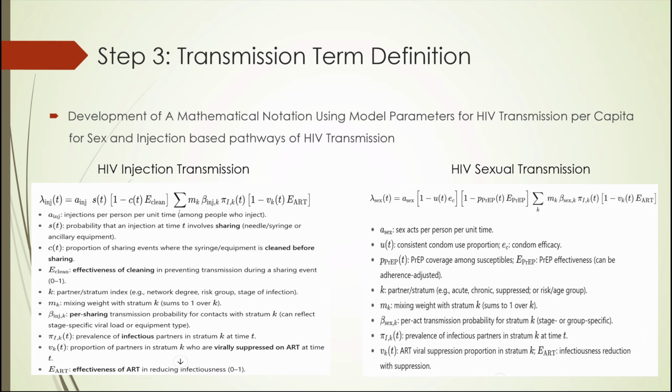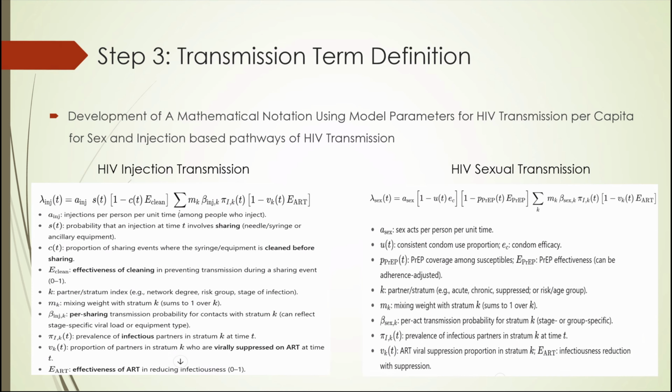So step 3 for developing a dynamic transmission model is to come up with a transmission term, and that's an exclusive step for these types of models. And by transmission term definition, I mean we need to develop a mathematical notation using all those model parameters that I discussed in the previous slide for HIV transmission per capita, both for sex and injection-based pathways of HIV transmission. And by that, I mean that we need to capture all the possible scenarios when an HIV-positive person comes in contact with an HIV negative person.